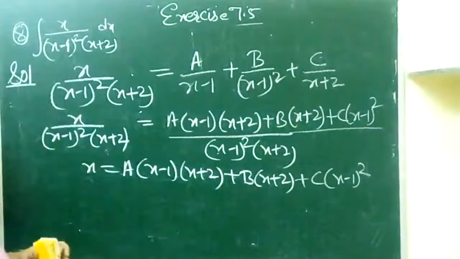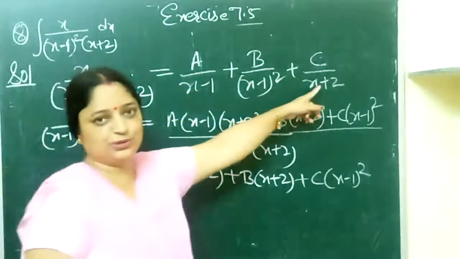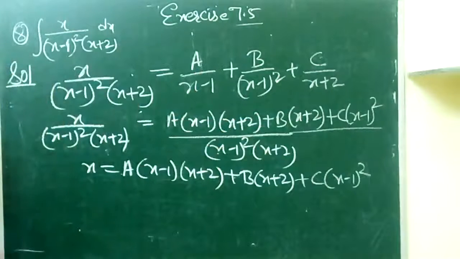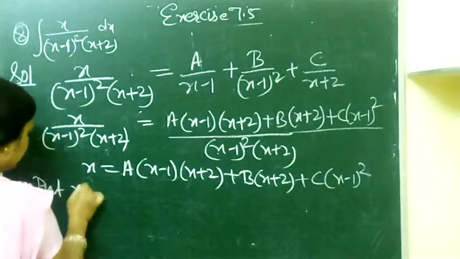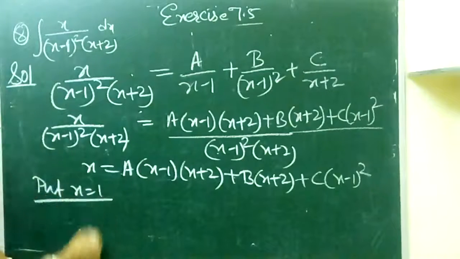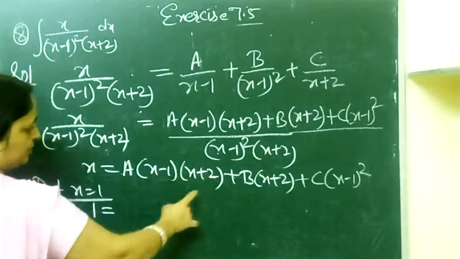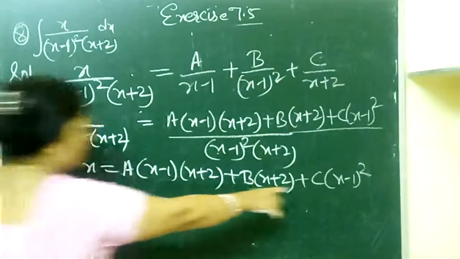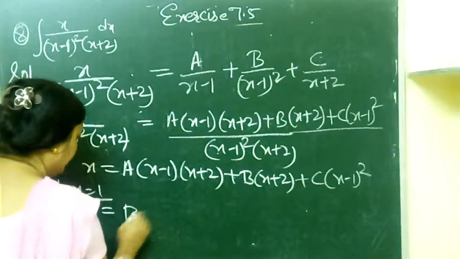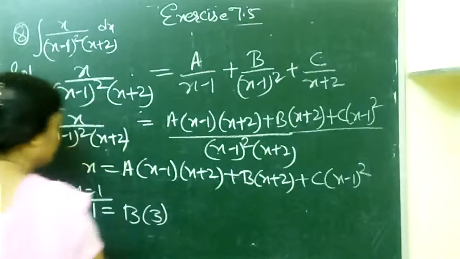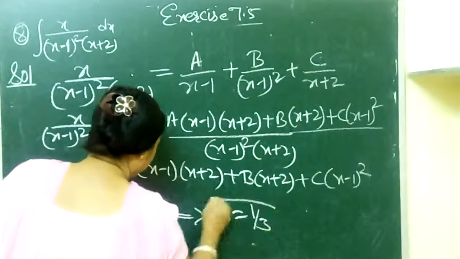After that we will find out the values. So we can put here x equal to 1 and x equal to minus 2. After putting these two values we can get the values. Put x equal to 1. When we are putting x equal to 1, what will come here? Here this term will come 0, and this term c into 1 minus 1 will also come 0. So it will come b into 3, 1 plus 2. So what is the value of b? The value of b is coming here 1 by 3.